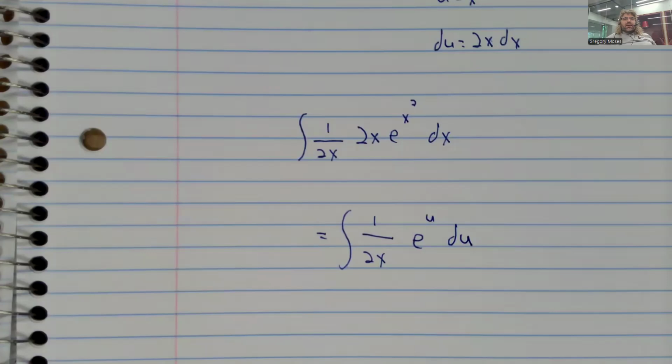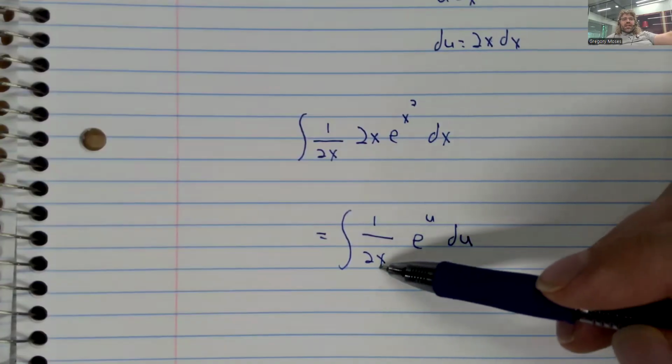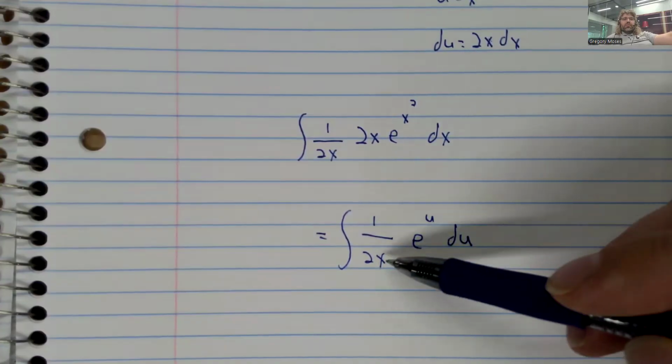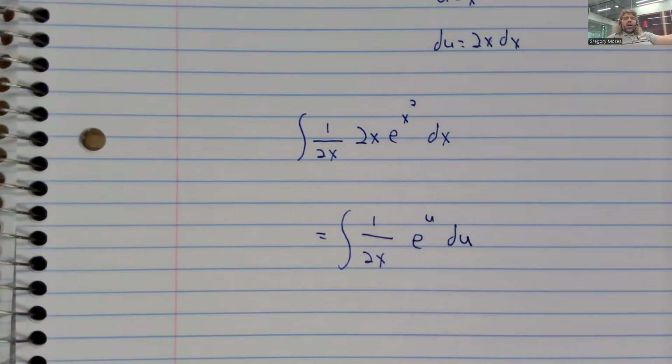And now I'm buffaloed. I managed to turn the dx into a du, but now we've got 2 variables floating around in this integral, and I'm not able to proceed. So this trick only works when you're missing a constant. It is not, sadly, a general fix for u substitution.